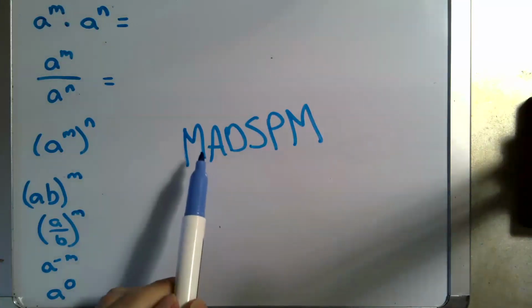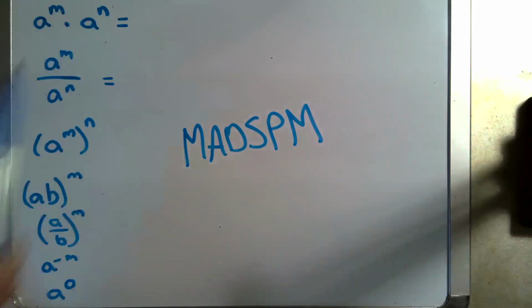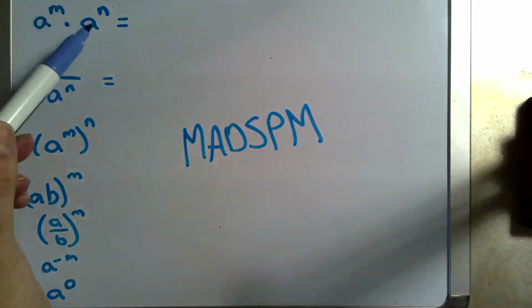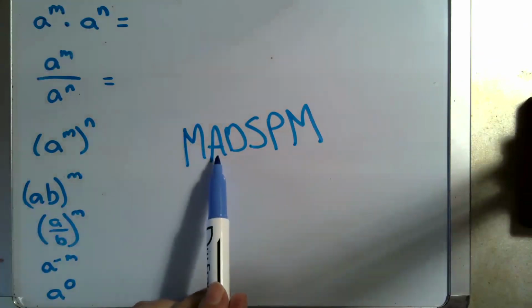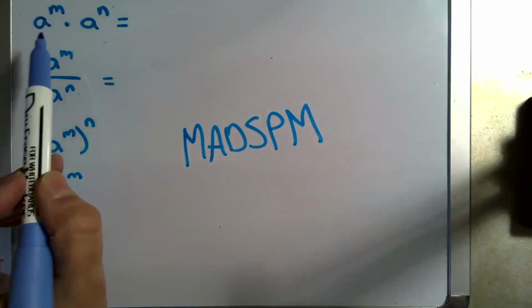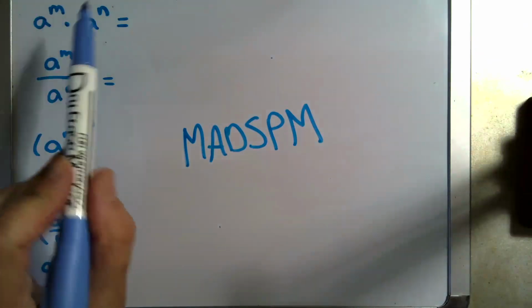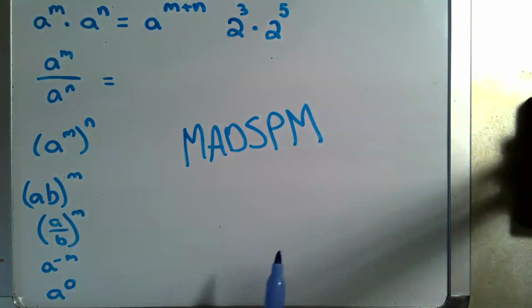So here's what the MA stands for. When your bases are the same, meaning you're raising the same thing, that's called a base, and you are multiplying, you add your exponents. M stands for multiply, A stands for add. So here we are. A to the M times A to the N. When you multiply, you add, that would be A to the M plus N. So for example, 2 to the 3 times 2 to the 5 would equal 2 to the 8.